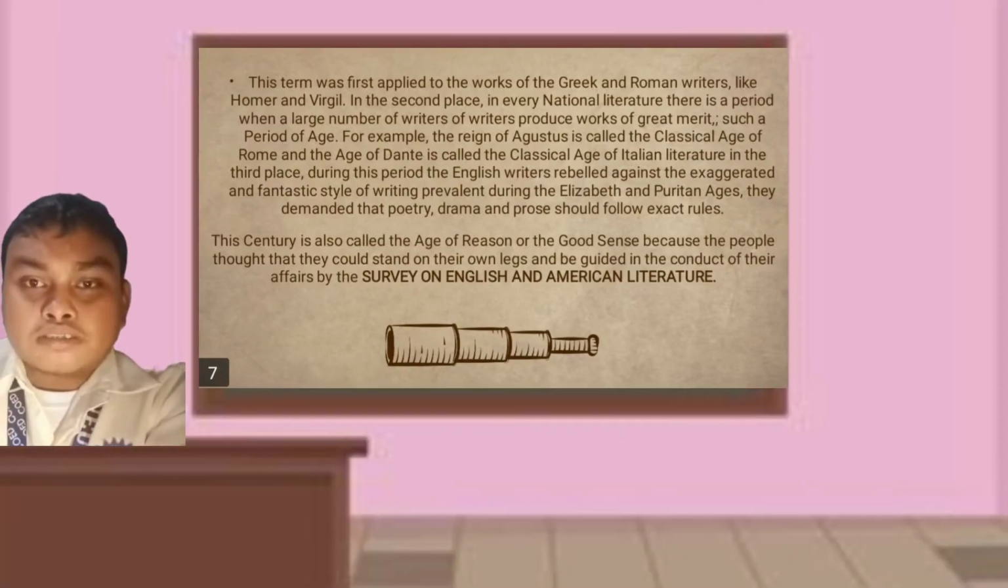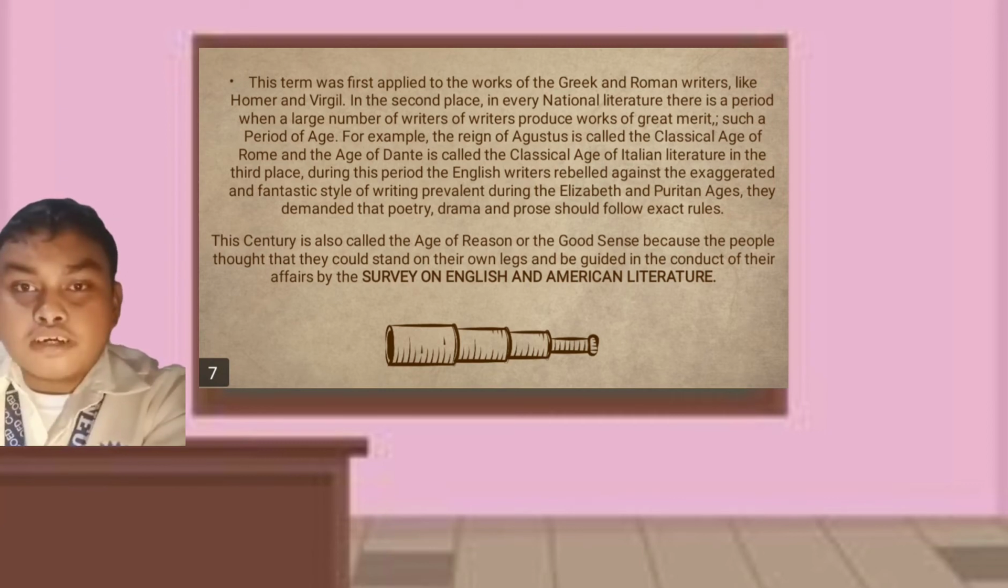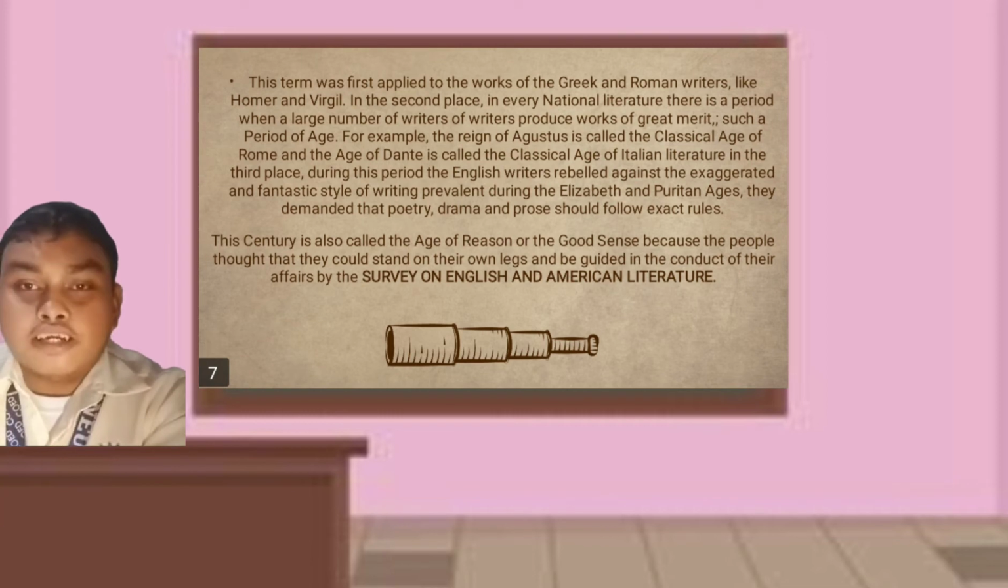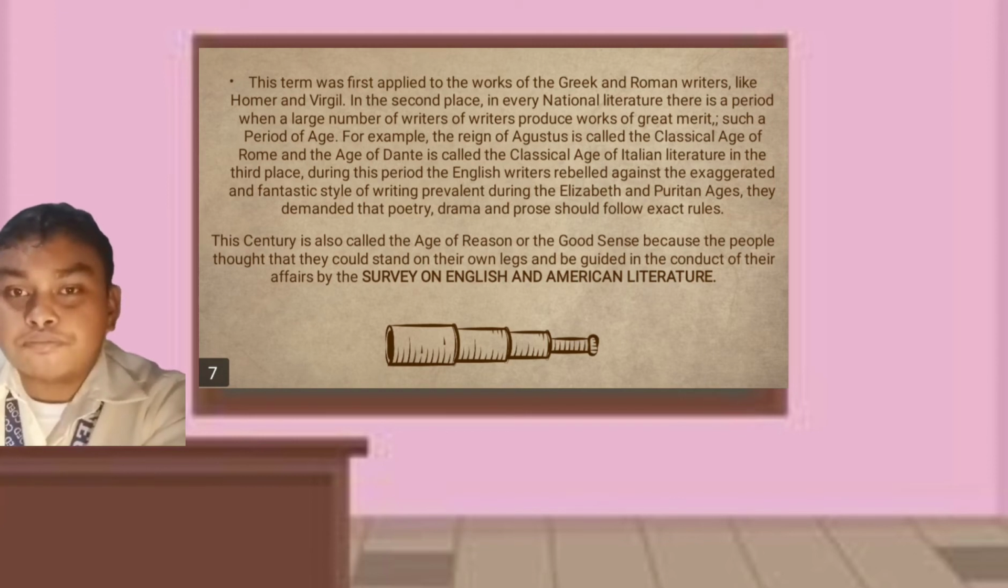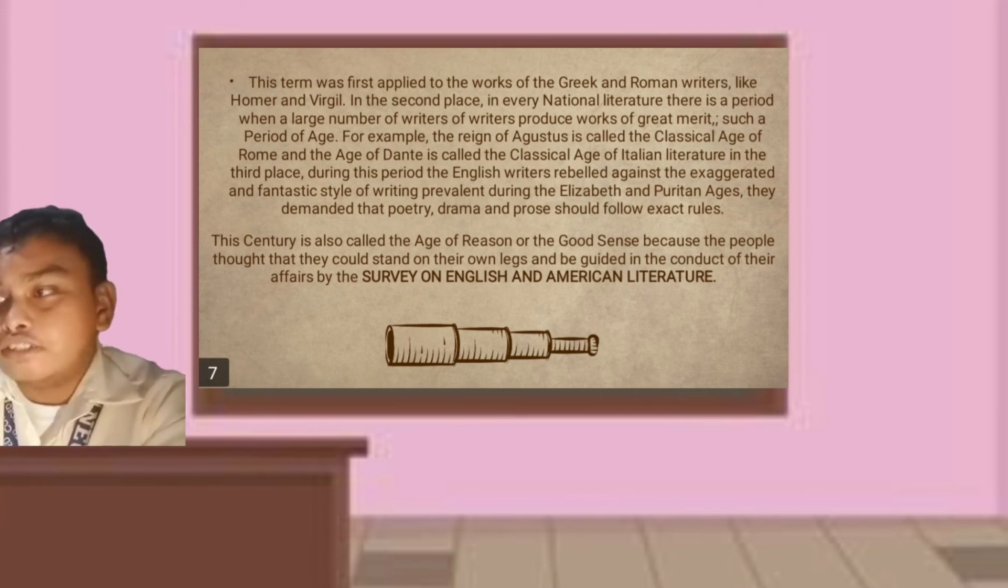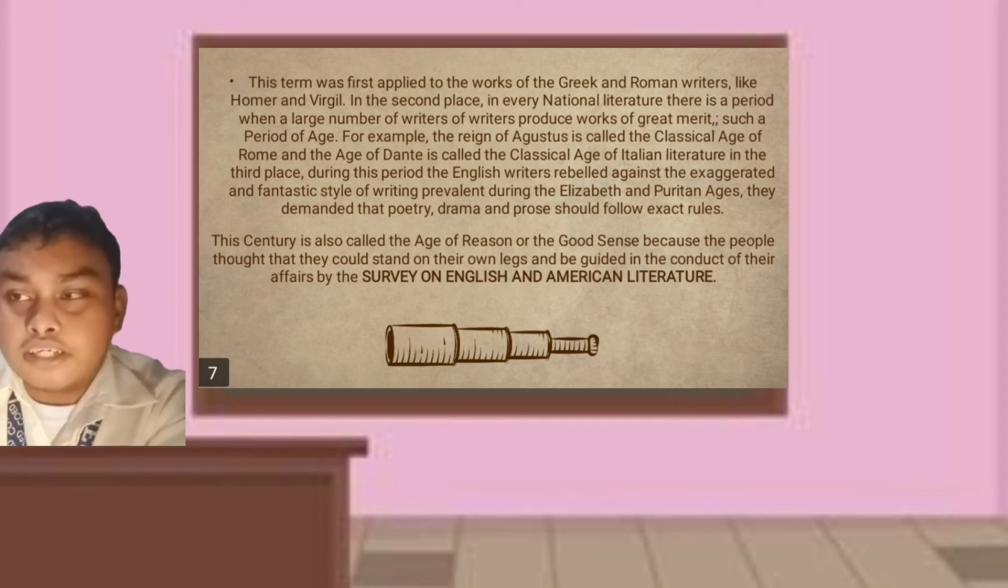This term was first applied to the works of Greek and Roman writers like Homer and Virgil. In the second place, in every national literature, there is a period when a large number of writers produce works of great merit. Such a period or age, for example, the reign of Augustus, is called the classical age of Rome, and the age of Dante is called the classical age of Italian literature.